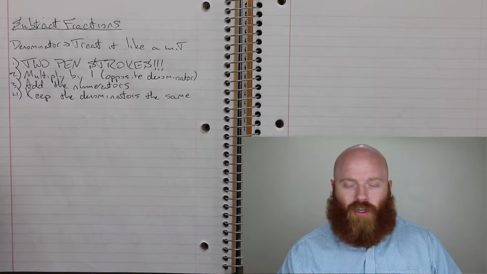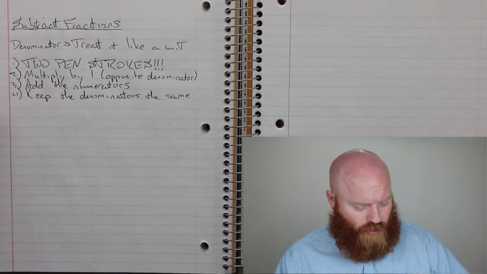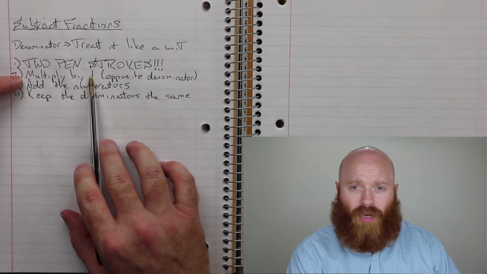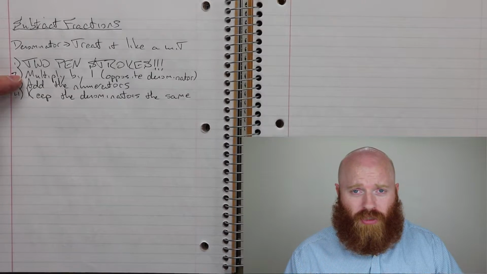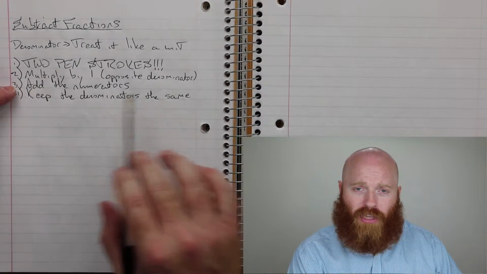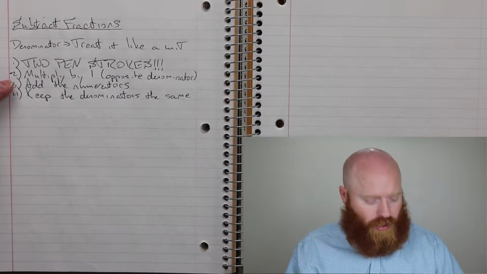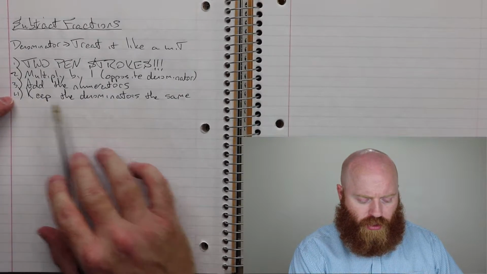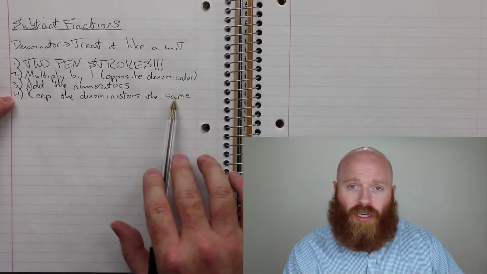All right, so again, from my adding fractions video, you know that step 1 was multiply by 1. We're going to use the opposite denominators. We'll do the same thing with subtracting fractions. Step number 3 was add the numerators, those are the numbers on the top of the fraction. And step number 4 was combine denominators, keep the denominators the same.